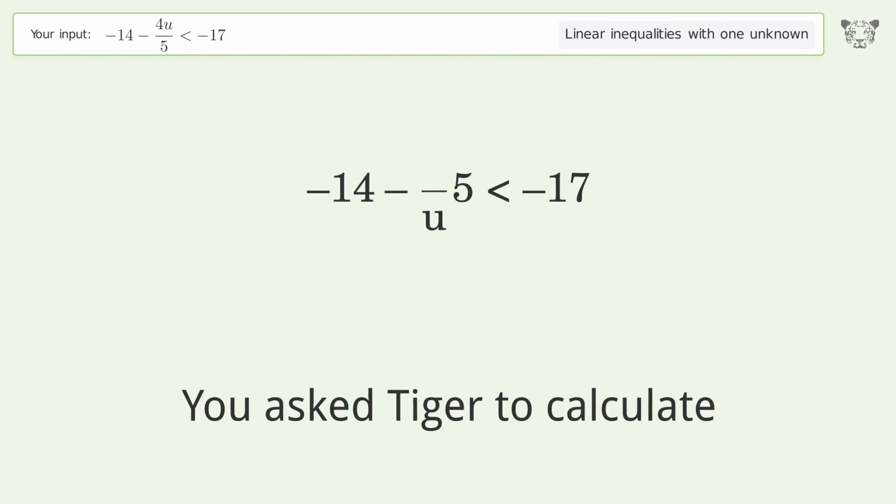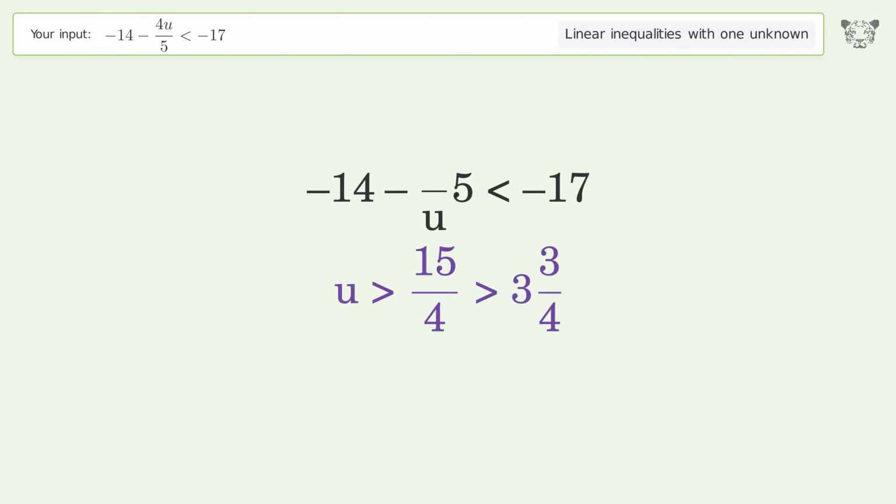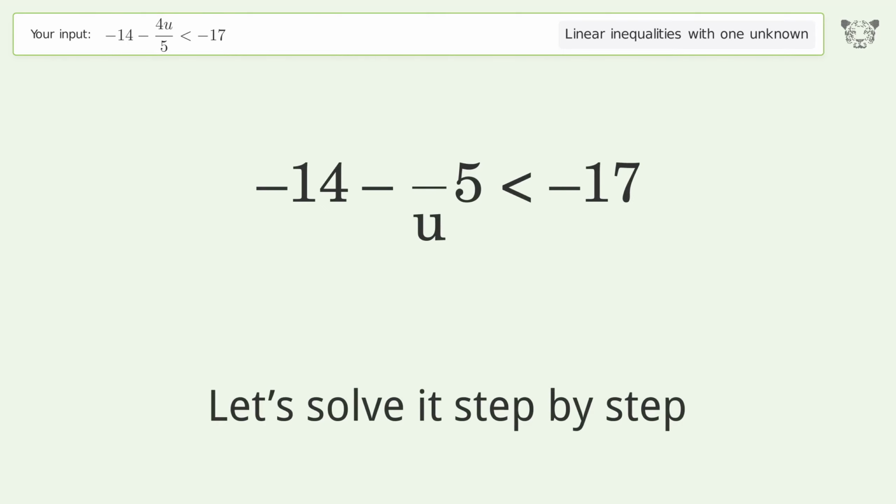You ask Tiger to calculate. This deals with linear inequalities with one unknown. The final result is u greater than 15 over 4 greater than 33 over 4. Let's solve it step by step.